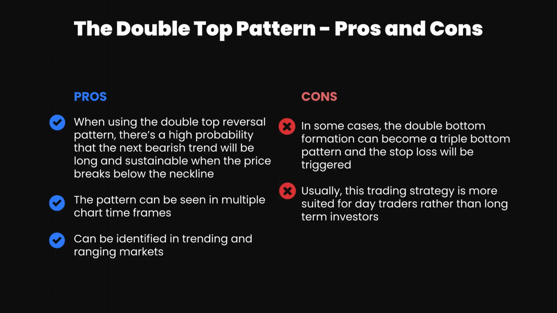Okay, let's go through a few of the key pros and cons for the double top pattern. On the pros side, when using the double top reversal pattern, there's a high probability that the next bearish trend will be long and sustainable when price breaks below the neckline. Number two, the pattern can be seen in multiple chart time frames, so it's commonly occurring across all markets on all time frames. Lastly, it can be identified in both trending and ranging markets.